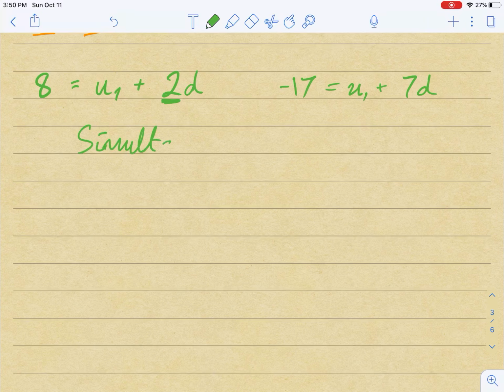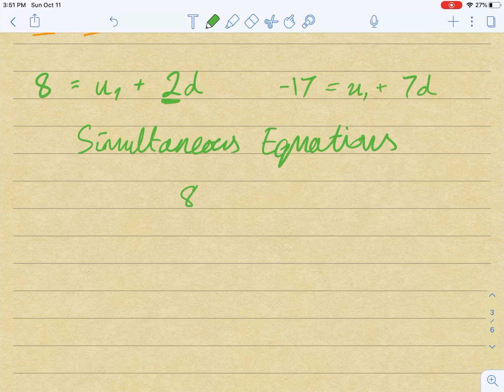Now that we've got two equations here that are both true, we can solve these using simultaneous equations. Simultaneous equations. That's what we're going to use to find out what D is and what our first term is. So, let's line these up next to each other. 8 equals U1 plus 2D, and negative 17 equals U1 plus 7D.